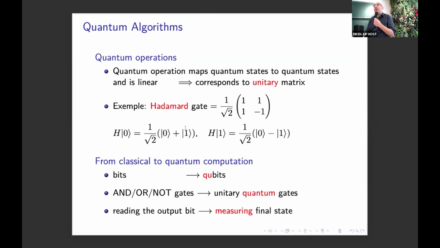And this is a state which is called a state in equi-superposition, in the sense that, as you can see, we have the same amplitude. That means that after a measurement, the probability to observe 0 is equal to the probability to observe 1, which is equal to 1 over 2. Okay? So to summarize quickly, for quantum computation, the analog of bits are quantum bits. For the analog of gates and, or, not, you use unitary quantum matrices, also called unitary quantum gates. And after that, when we would like to read the result, we have to do a measurement to find the final state. Okay?